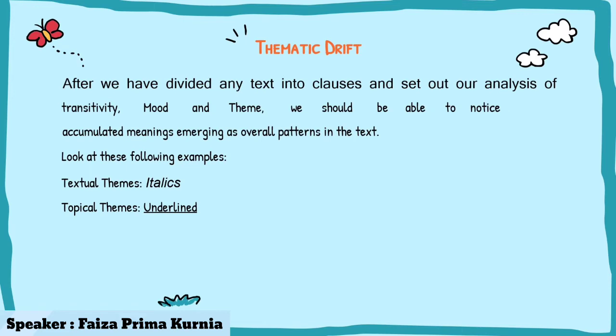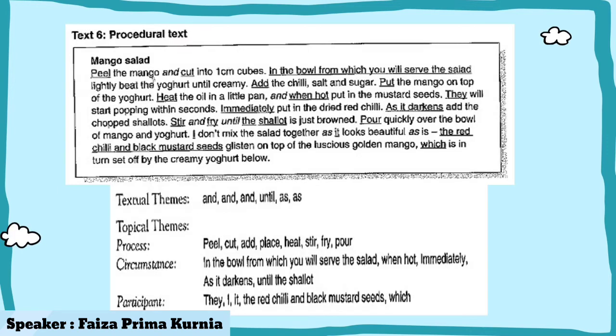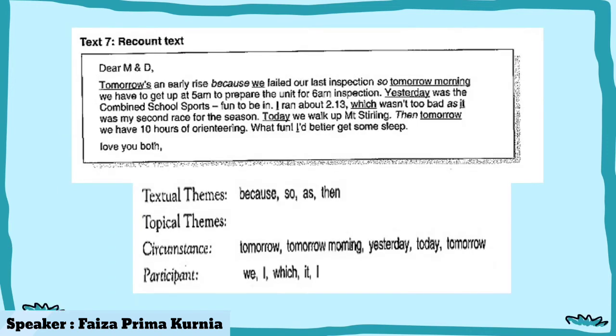Thematic drift. After we have divided any text into clauses and set out our analysis of transitivity, mood, and theme, we should be able to notice accumulated meanings emerging as overall patterns in the text. Look at the following example. Textual themes are in italics and topical themes are underlined. You can see in the PowerPoint text 6, a procedural text, and text 7, a recount text.